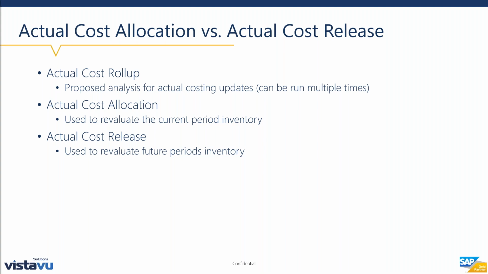Now, once you are confident of your actual cost roll up, then you would run the actual cost allocation, and this is the job that's going to perform the actual journal entry that you see in the system to reevaluate your inventory and your cost of goods, whatever other accounts are in play. And then lastly, and this is optional, you can run the actual cost release. That will change the standard cost of your current inventory item to this new actual cost based on all of the jobs that you've run in the system. So that will give you greater accuracy for your next jobs.